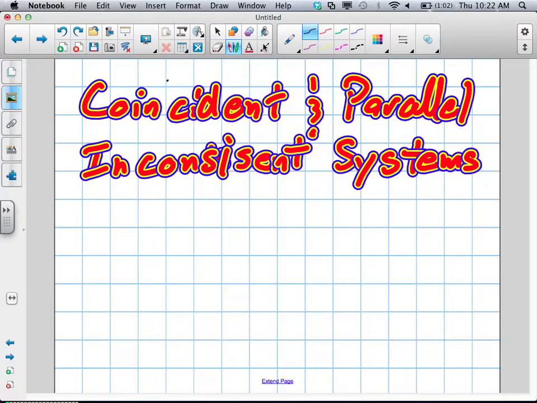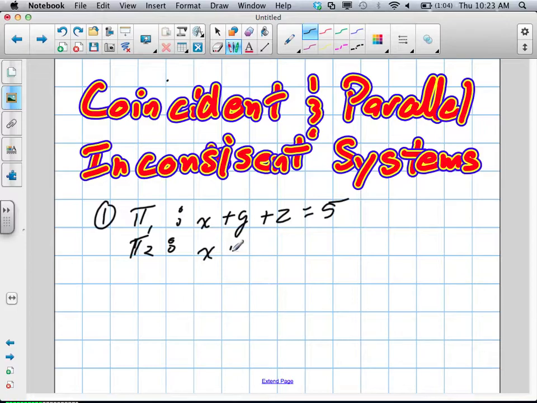Okay. So, this example is given like this. They have 3 equations here. All of them are equations of planes, so we'll say plane 1 is the equation x plus y plus z is equal to 5. Plane 2, x plus y plus z is equal to 4. And plane 3 is x plus y plus z is equal to 5.